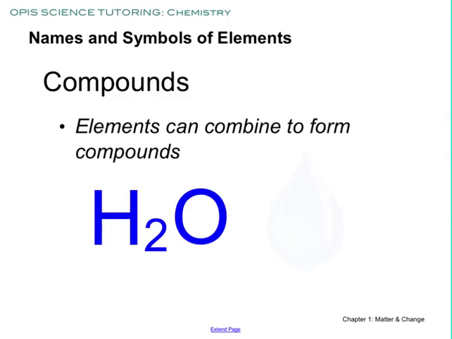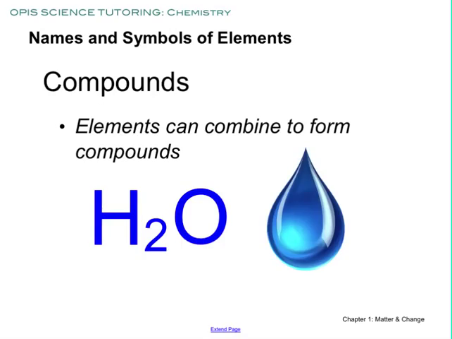Elements can combine to form compounds. For instance, the gases hydrogen and oxygen can combine to form the very common substance, water. How that happens and its implications, which are huge, are going to be questions that we will return to many times in fact, throughout the course of our study this year.